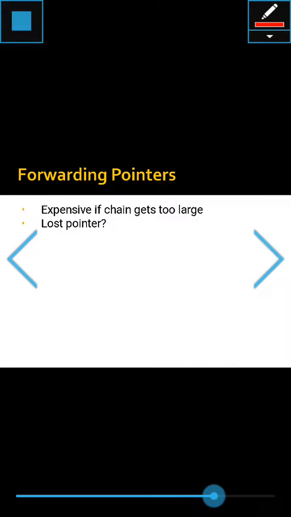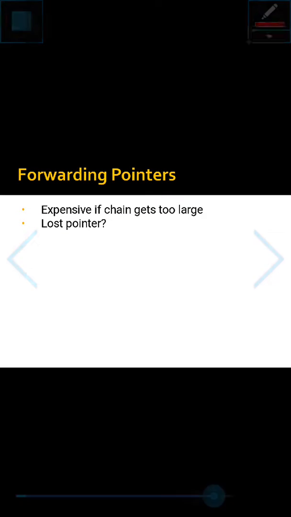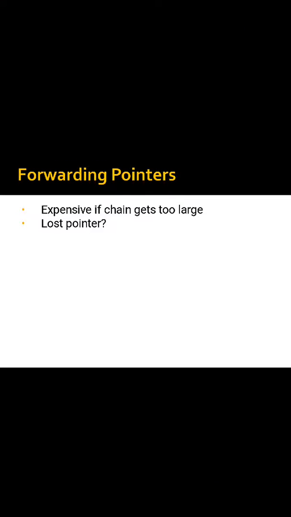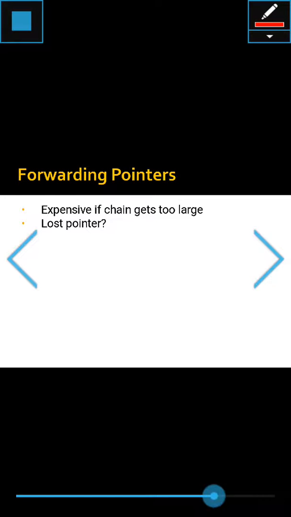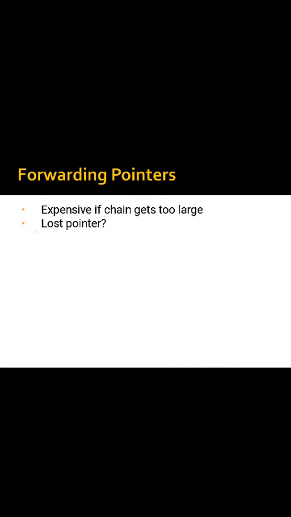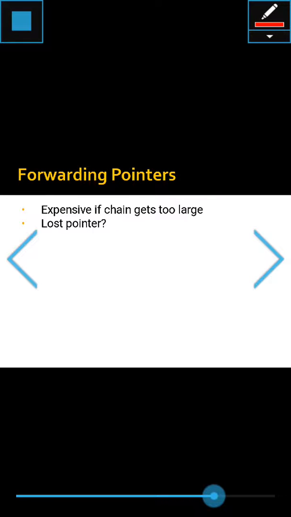That is forwarding pointers. Forwarding pointers are expensive if the chain gets too large. They cannot be used for large systems. And what if a pointer to any process is lost? If any process loses its pointer, then it can become an orphan process.